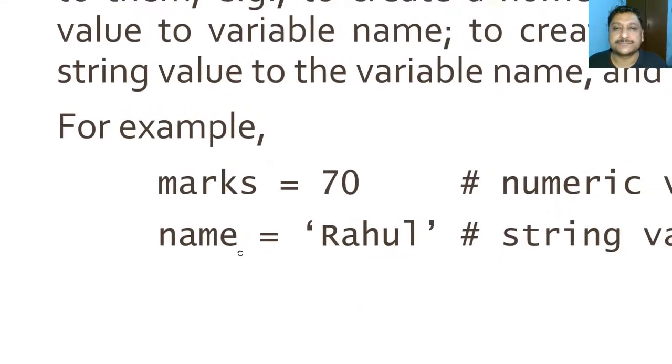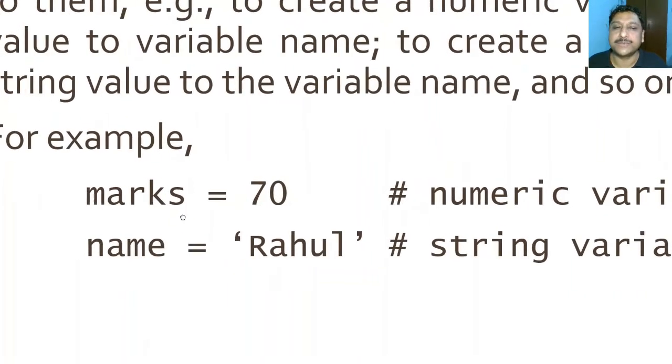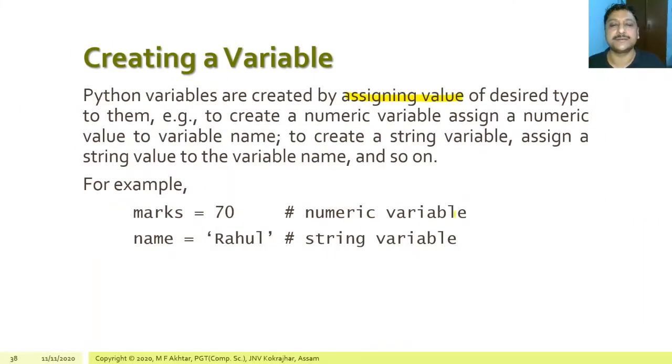See the example here. Marks equals to 70. 70 is a number, so this marks will become a numeric variable. Name equals Rahul is a string and it is given in single quotation marks, so name will become a string variable. This is the string variable, this is the numeric variable. Any variable can be created, just give a name and a value with an equals sign.